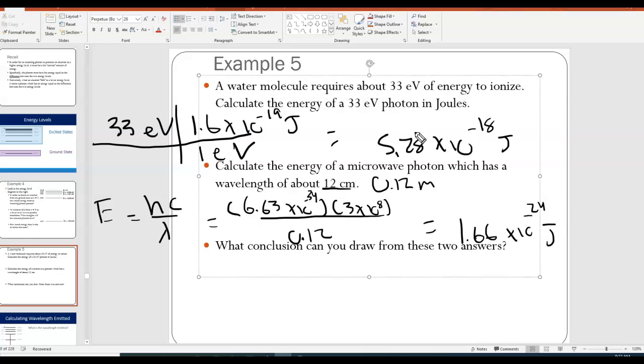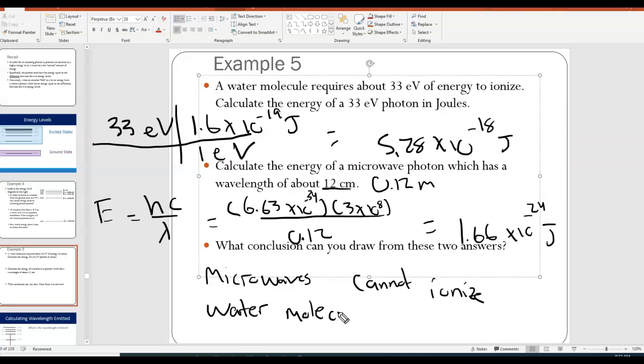What conclusion can you draw from these two answers? Well, it takes this much energy to ionize a water molecule. This is how much energy a microwave photon would have. If you look at the difference between them, the order of magnitude difference, this one is about 6 orders of magnitude, which is about 1,000,000 times smaller than this one. So in other words, microwaves cannot ionize water molecules because they don't have enough energy. Not only do they not have enough energy, they're not even close to having enough energy to ionize water molecules.